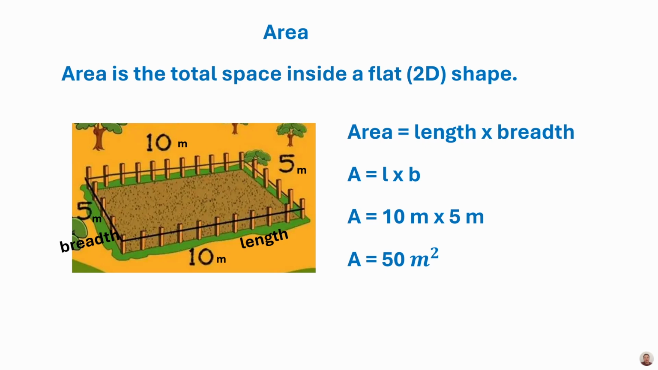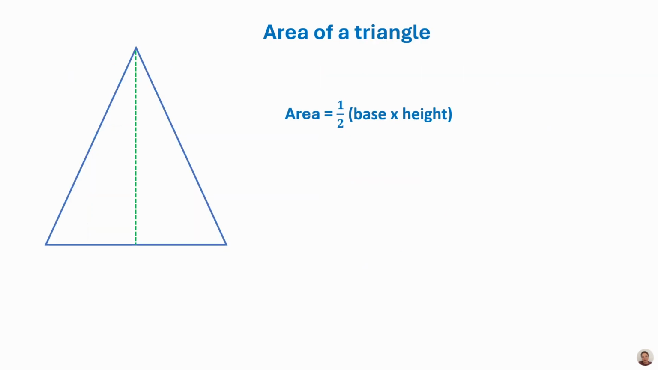Okay, now we're going to look at the area of a triangle. In an area of a triangle, we use the formula area is equal to half base times height. Now, if you look at the middle of the triangle, it separates the triangle into 2 right angle triangles. So now we look at the base. The base is 5 centimeters and the height is 8 centimeters. Okay, so we have our base and we have our height.